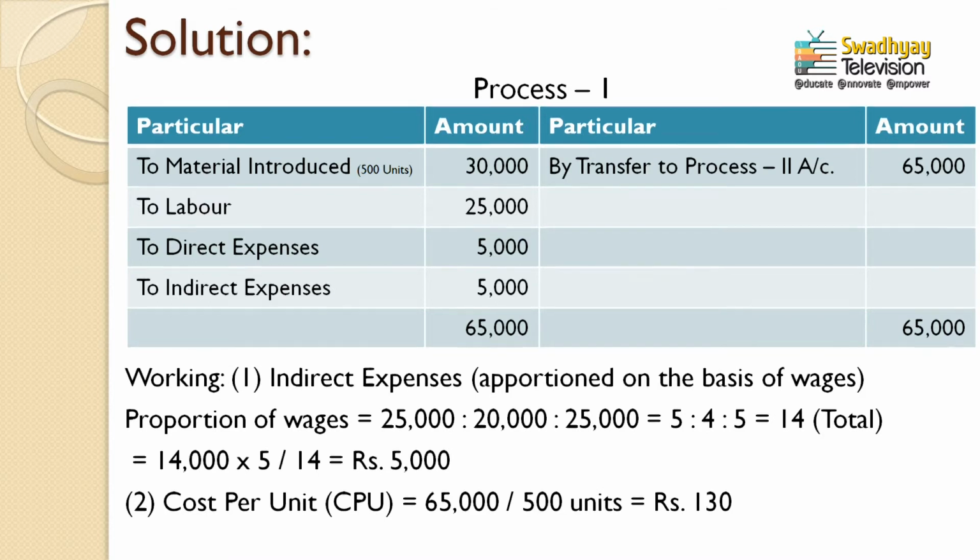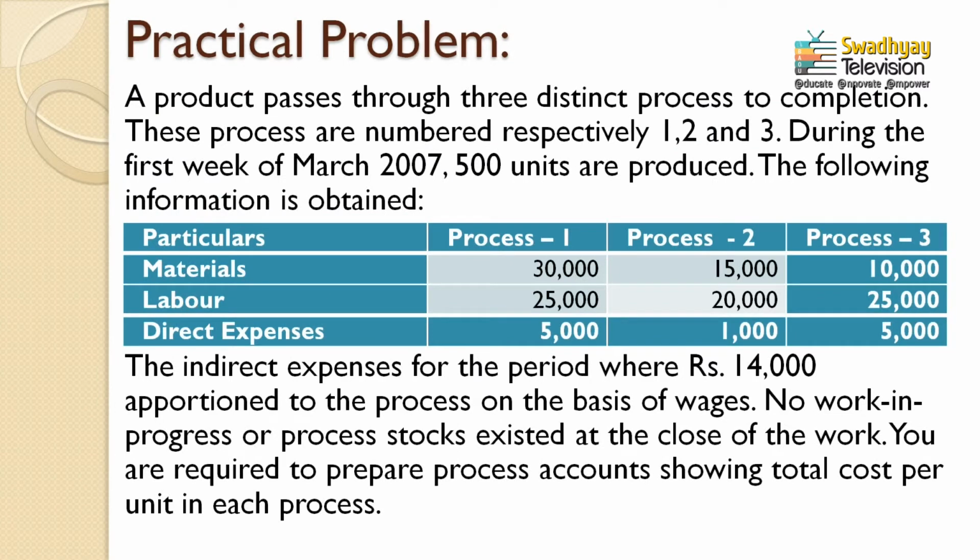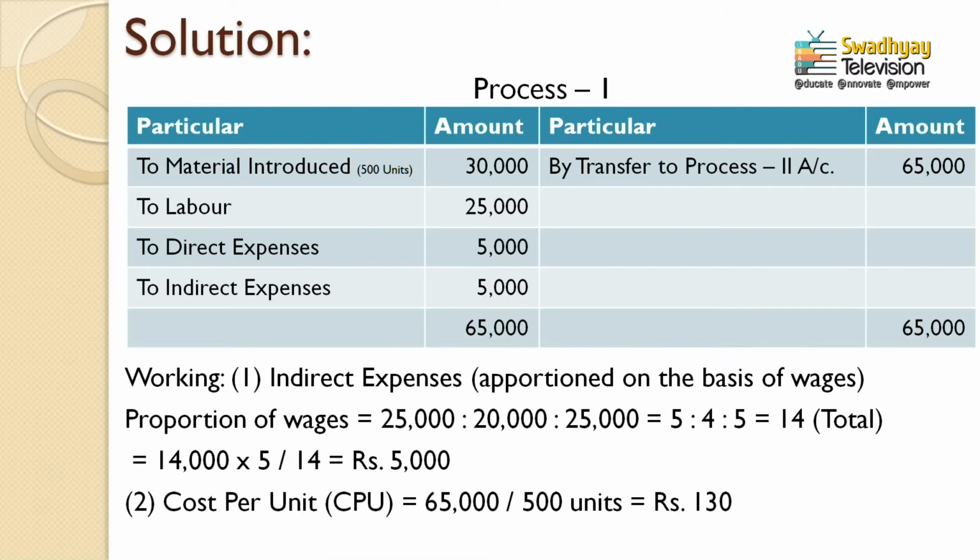Now from the question you can identify we don't have any income so far. So on the credit side, we don't have any income so far. We are not supposed to consider it. Now making a total of the debit side, it comes to 65,000 rupees. Here in the process 1 account, 65,000 rupees of expenses are incurred.